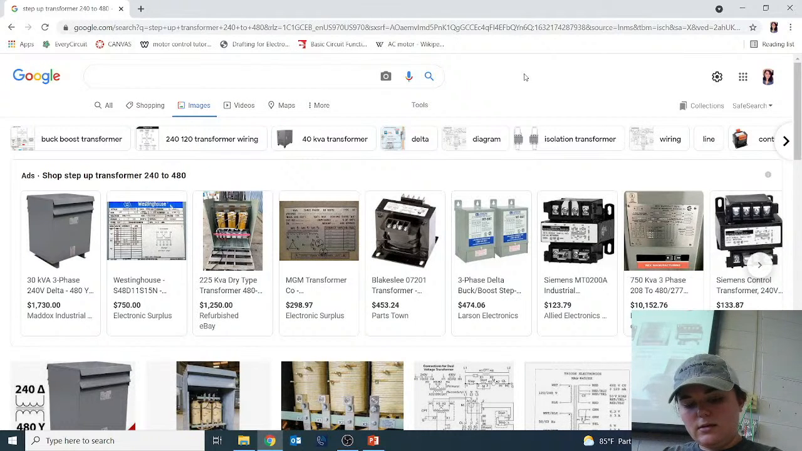Let's see. So, there's also a diagram in here on how to test a transformer. That would be something good to know if we're going to troubleshoot these transformers that we wire up. So that's kind of why it's good to have the book, I guess.